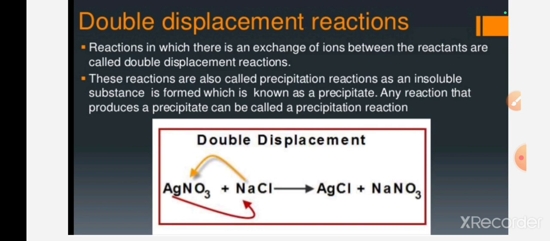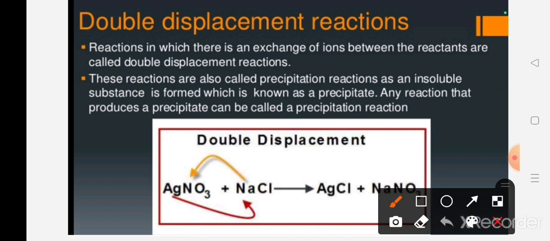Double displacement reaction, the reaction in which there is exchange of ions between the reactants, is called a double displacement reaction. These reactions are also called precipitation reactions, as an insoluble substance is formed, which is known as a precipitate. Any reaction that produces a precipitate can be called a precipitation reaction. Okay, double displacement reaction is also called a precipitate reaction.